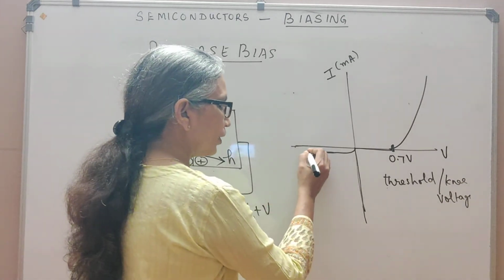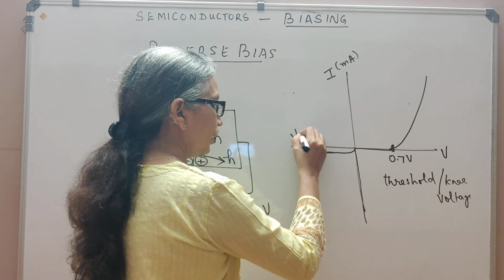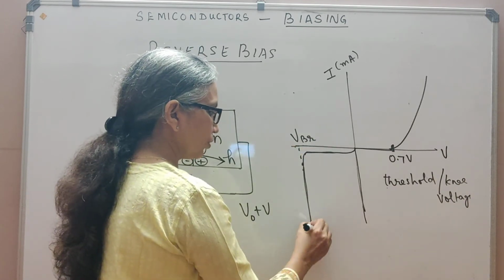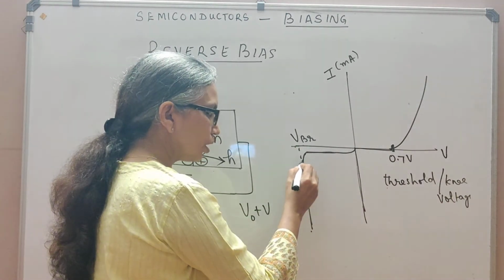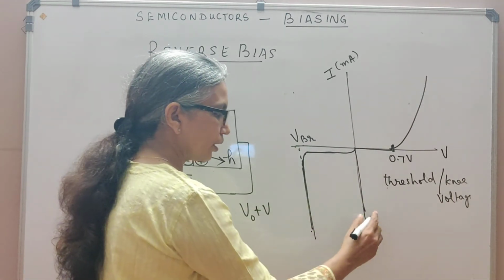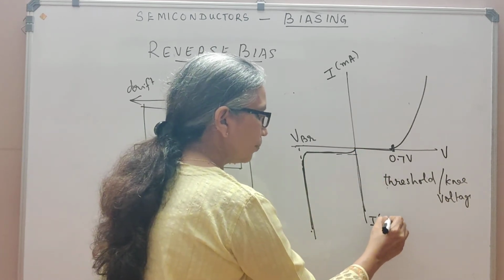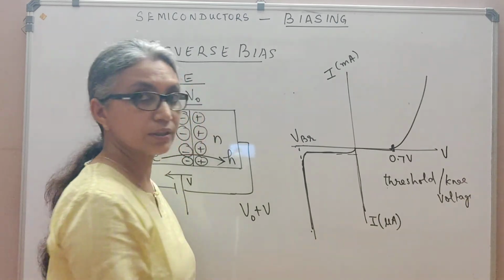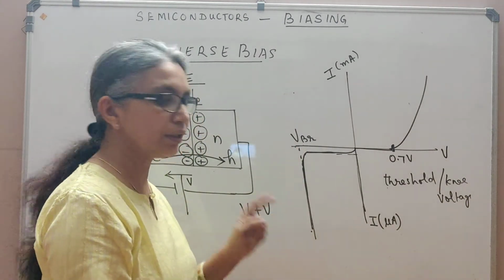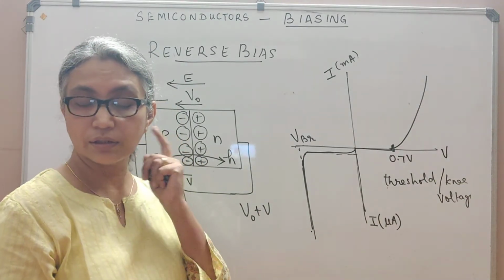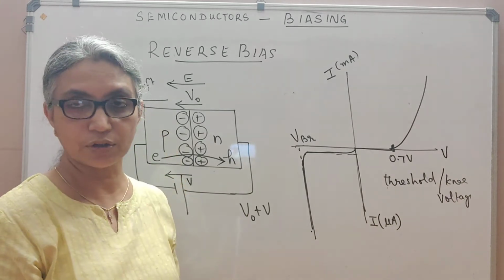But you will finally reach a particular voltage called the breakdown voltage, VBR, where even a small increase in voltage will give you a very large increase in current. This small current here is measured in microamperes because it is due to minority carriers. But at breakdown voltage, you will have a large current, and this is because of the breakdown of covalent bonds.